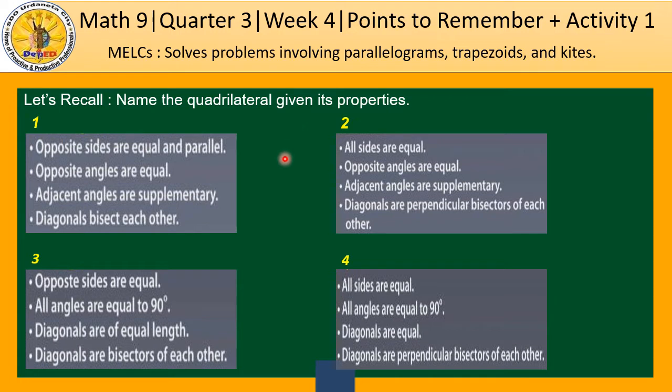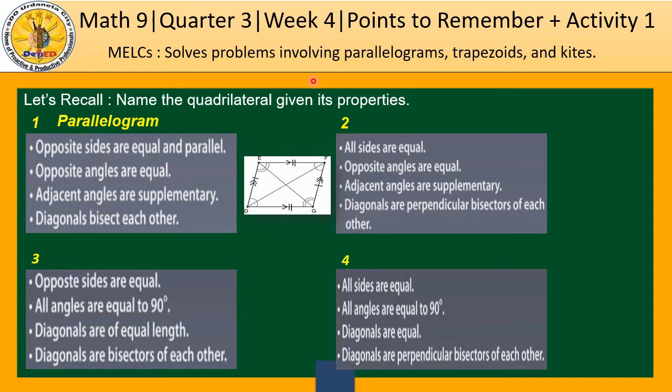So in number 1, it is stated here. Let us check your answers, by the way. Opposite sides are equal and parallel. Opposite angles are equal. Adjacent angles are supplementary. Diagonals bisect each other. So the answer here is parallelogram. Okay, that's correct. The figure is this one.